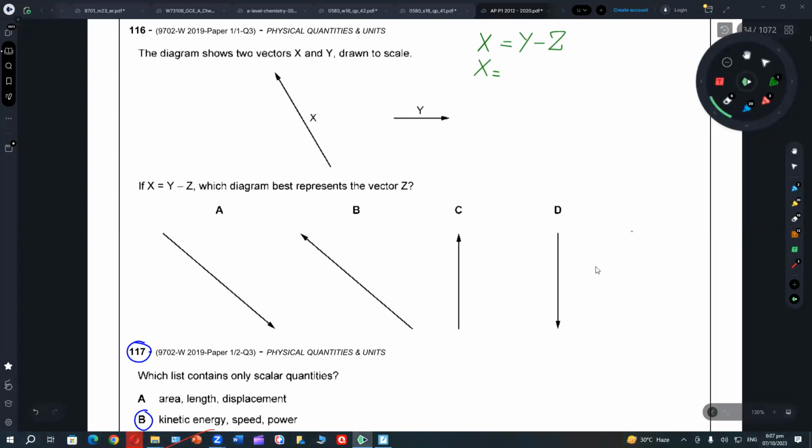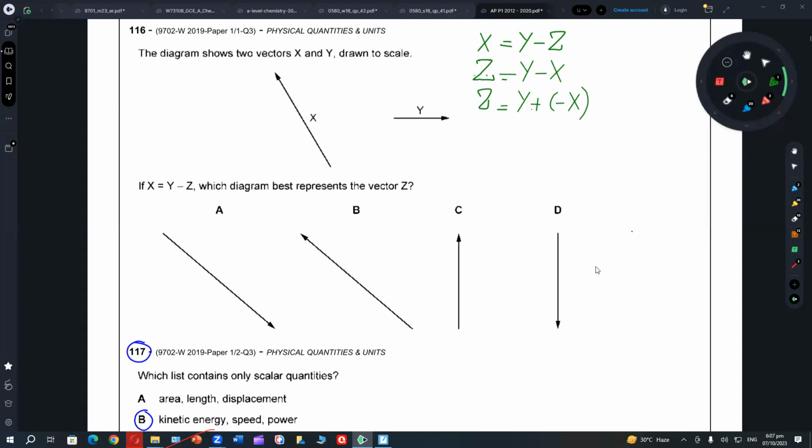Z is not given to us, so I should work somehow on z. If I make z the subject, z is equal to y minus x. Z is equal to y plus minus x. This is the working I have shown, because we have the head to tail method.